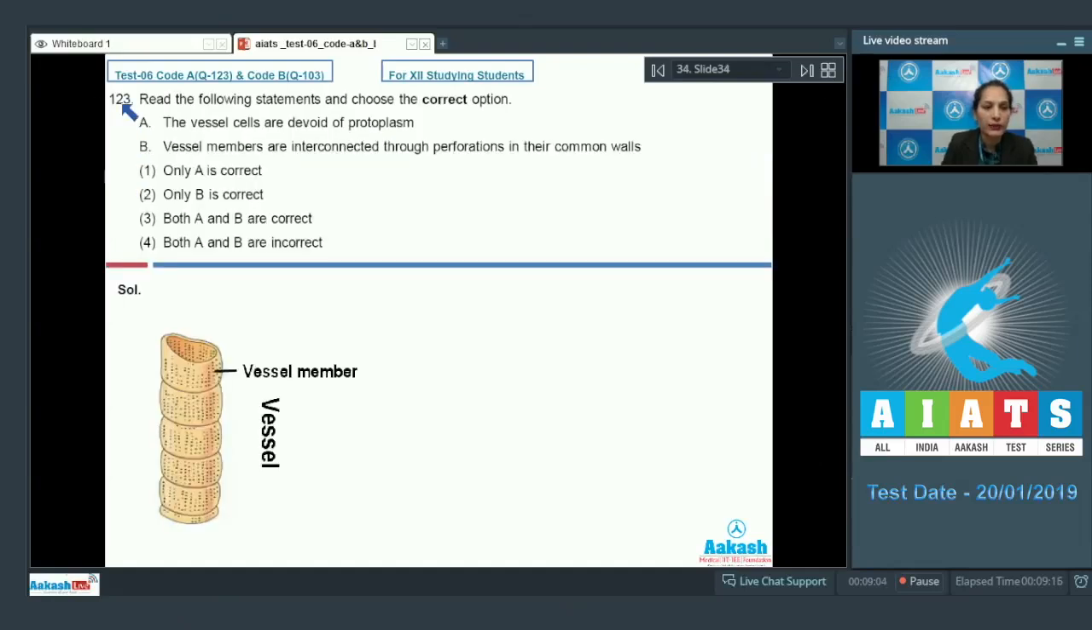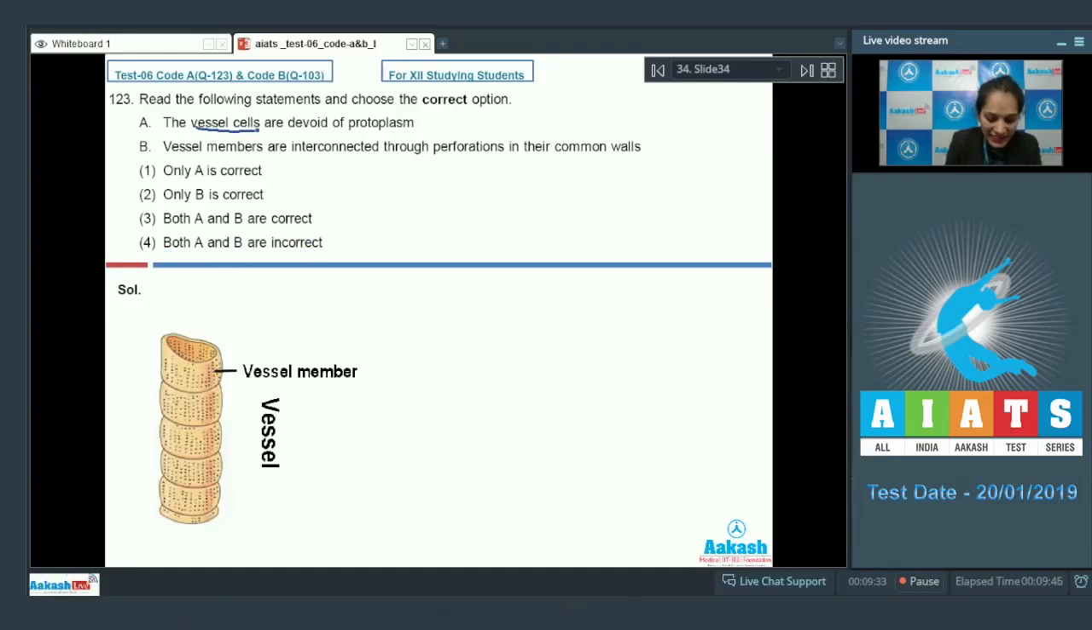Question number 123. Read the following statements and choose the correct option. Statement A. The vessel cells are devoid of protoplasm. B. Vessel members are interconnected through perforations in their common walls. First option, only A is correct. Second, only B is correct. Third, both A and B are correct. Fourth, both A and B are incorrect.